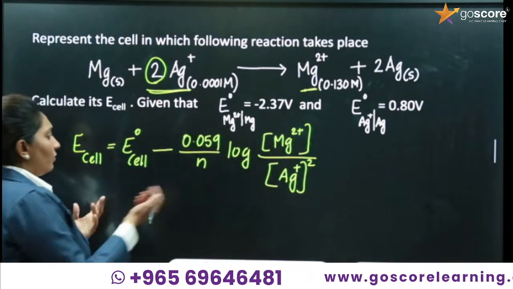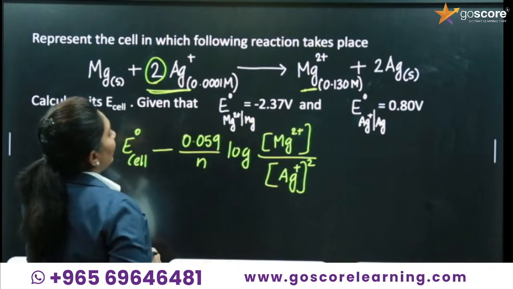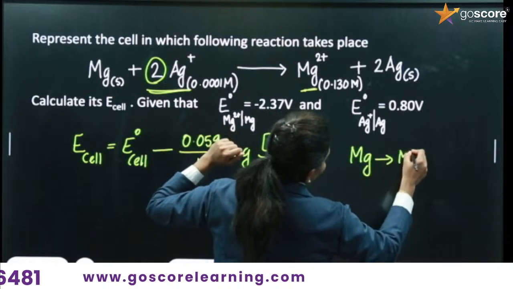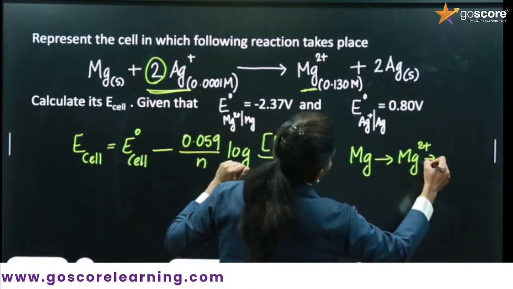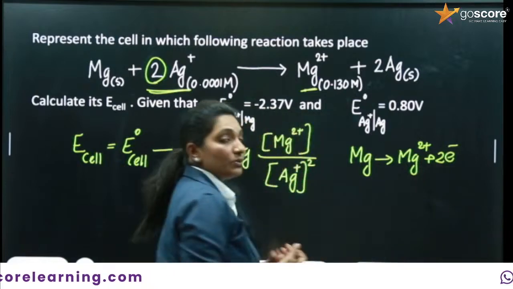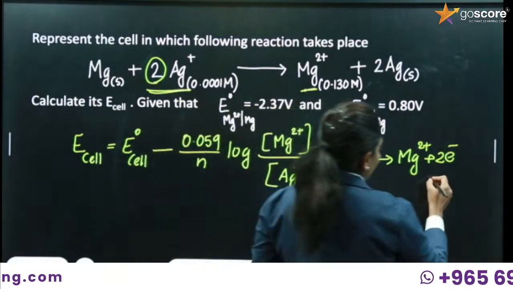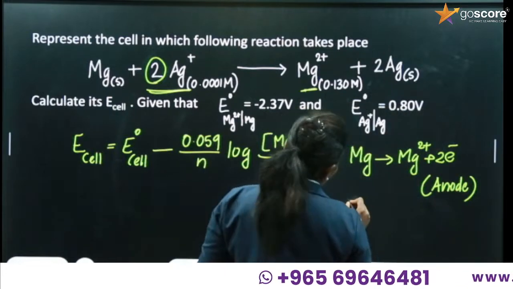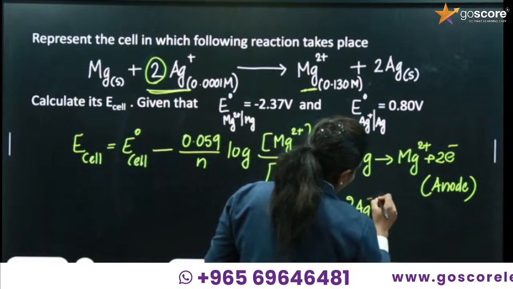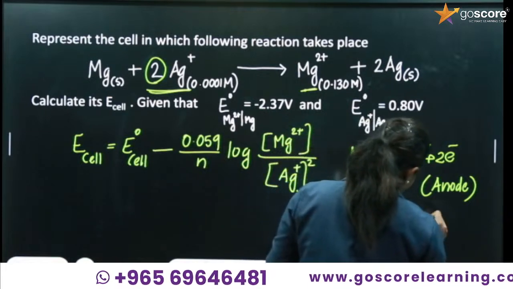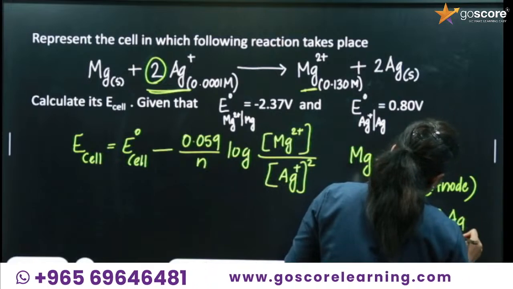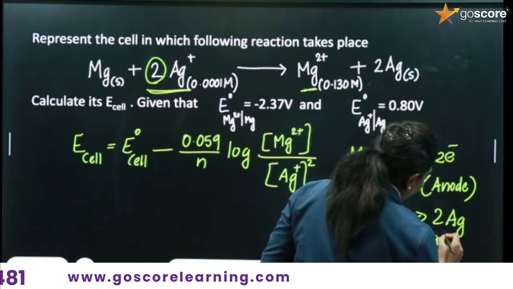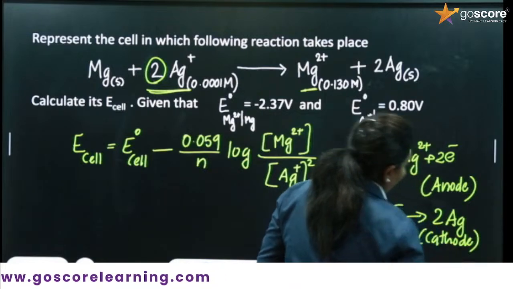Okay, so now it's all simple. The E0 value is given. Magnesium is changing to Mg2+ plus 2 electrons. Since it is losing electrons, it undergoes oxidation and acts as the anode. And 2Ag+ plus 2 electrons gives 2 silver. It is accepting the electrons, that means it's undergoing reduction and will act as the cathode, right?